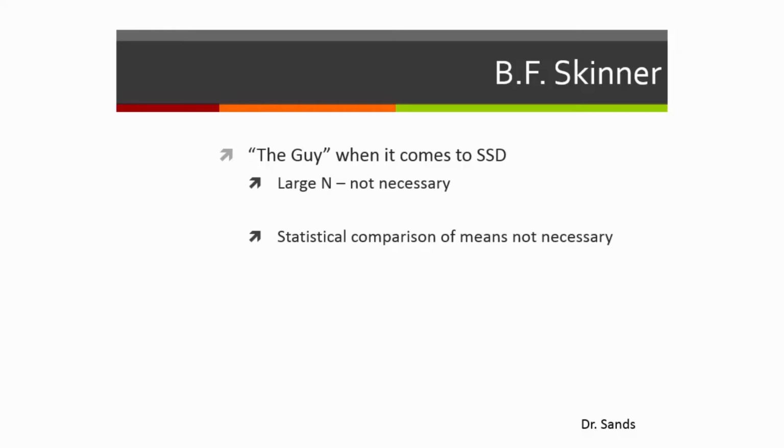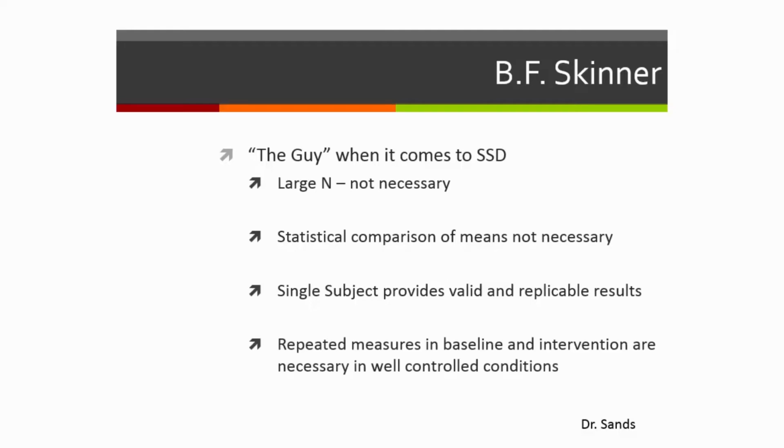When I had this class a few years ago, he made the statement, a large N is not necessary. There is a statistical comparison of means. You don't have to do that. Single subject provides valid and replicable results. And then repeated measures in baseline and intervention are all necessary in well-controlled conditions. Now, all of these things might seem like common sense, but Skinner went out on a limb back in the day, and he's kind of fought that fight, and people have kind of stood by him. And single subject design really takes a hit.